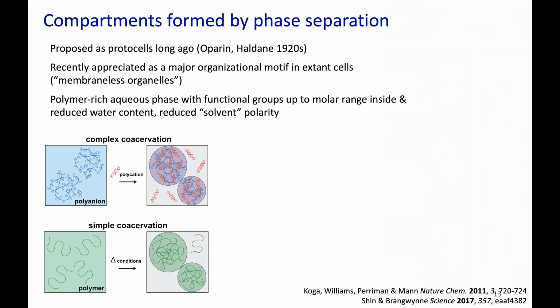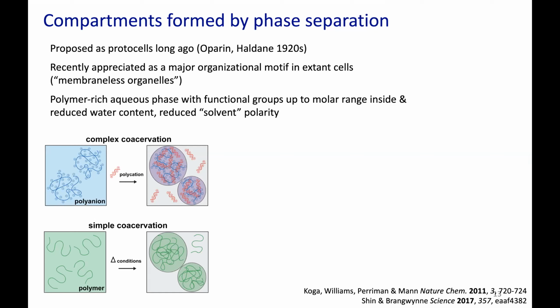So compartments formed by phase separation were proposed as protocells long ago and have recently been having a resurgence due to the realization that they are common to living cells and are important in numerous cellular functions. Coacervates formed by associative phase separation of molecules can happen in a couple of different ways, depending on what those associations are driven by in terms of their molecular interactions. I'm showing two limiting cases here in cartoon form.